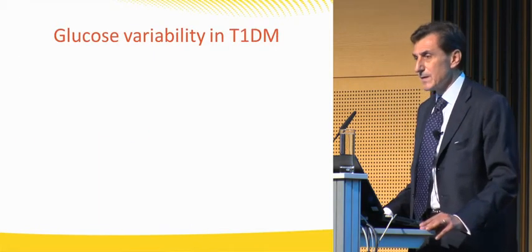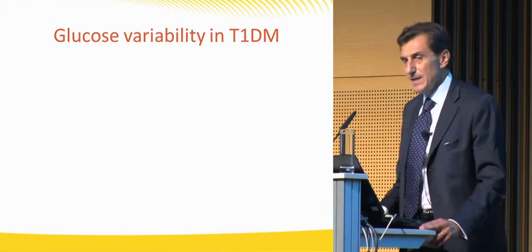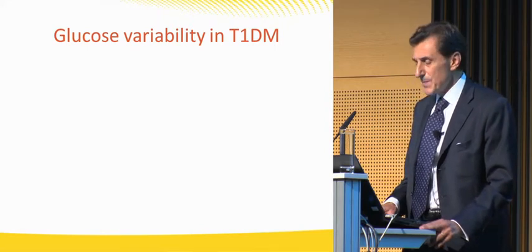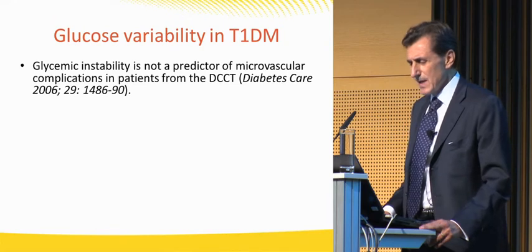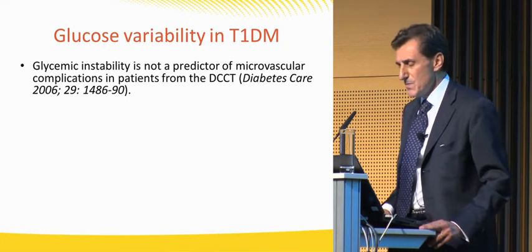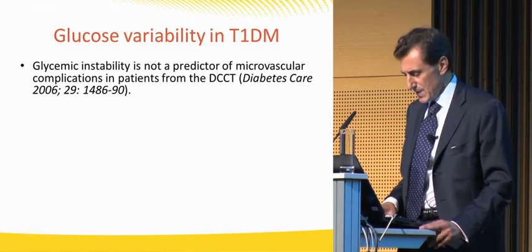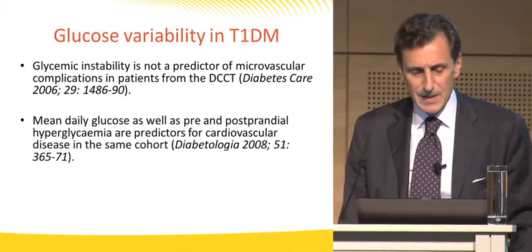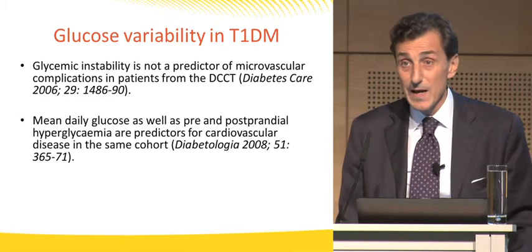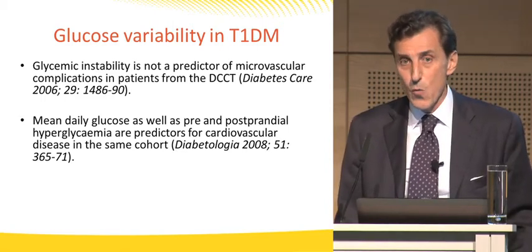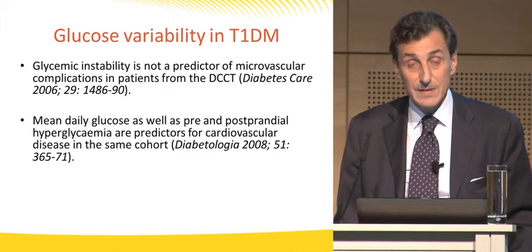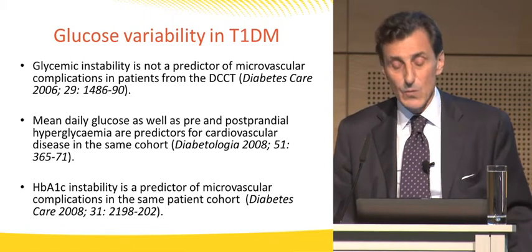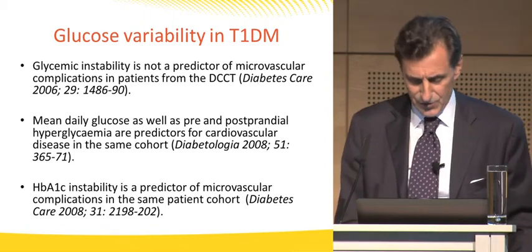We know that glucose variability is bad in type 1 diabetes. I refer now to the famous DCCT study. In an original paper published by Kilpatrick in 2006, glycemic instability wasn't a predictor for microvascular complication in patients from DCCT. But later, in 2008, Kilpatrick published a couple of papers showing that mean daily glucose, as well as postprandial hyperglycemia, were predictors for cardiovascular diseases in the same cohort, and also that HbA1c instability was a predictor of microvascular complication.